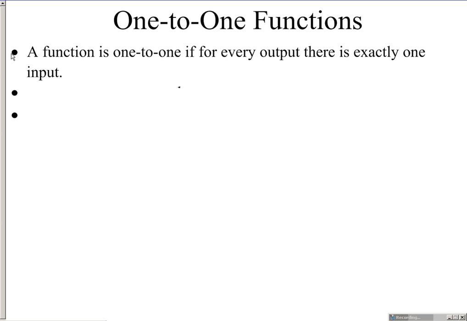Remember our definition of just a function says that for every input, there's exactly one output. If it is a one-to-one function, that same relationship now has to be true in reverse. For every output, there is exactly one input.